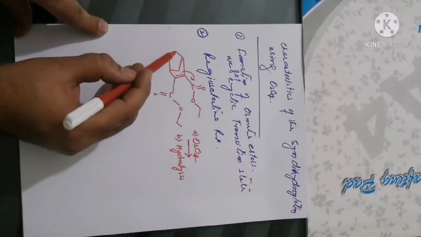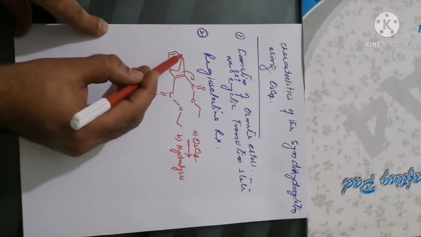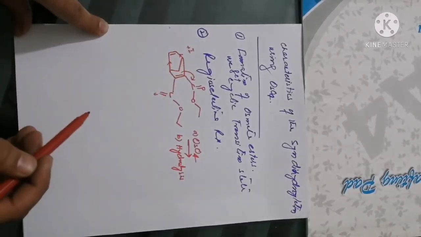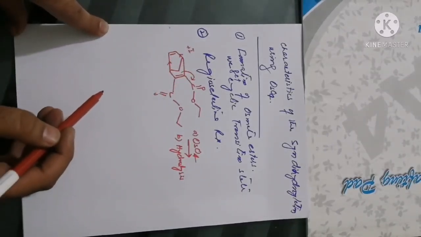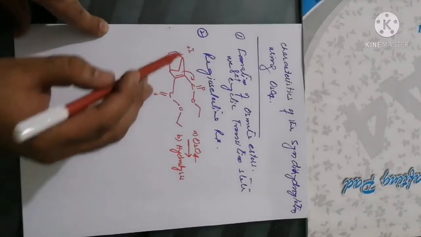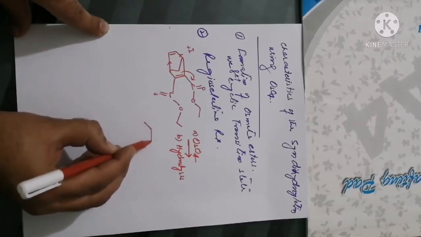But here this double bond is attached to two alkyl groups, and those two alkyl groups have a positive inductive effect, making it more nucleophilic. So syn hydroxylation would occur here. So the final product would be, we will get the two products.